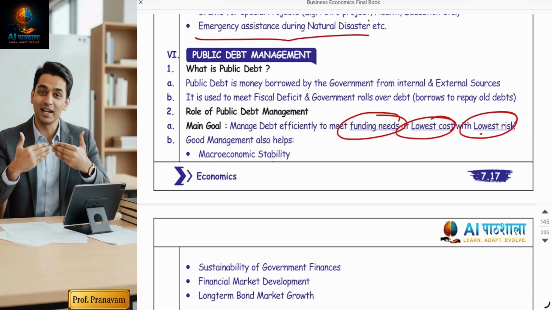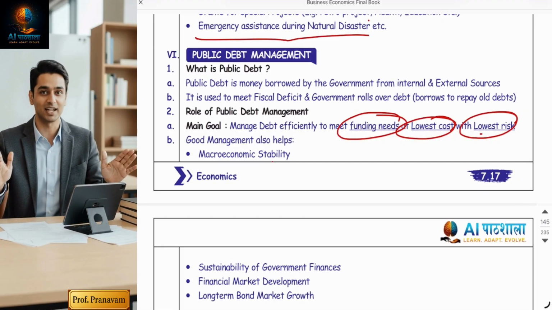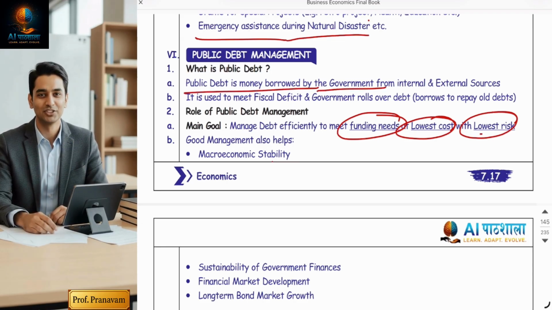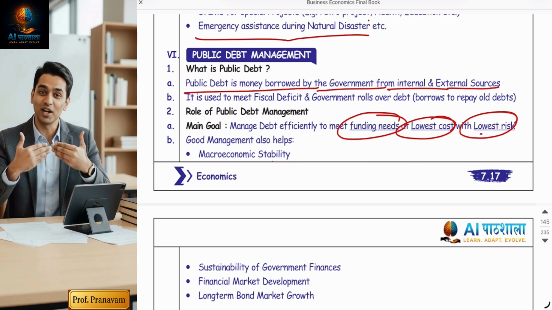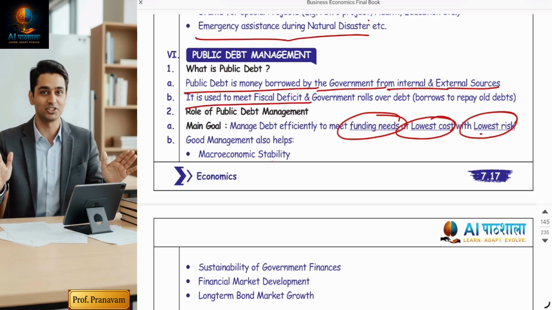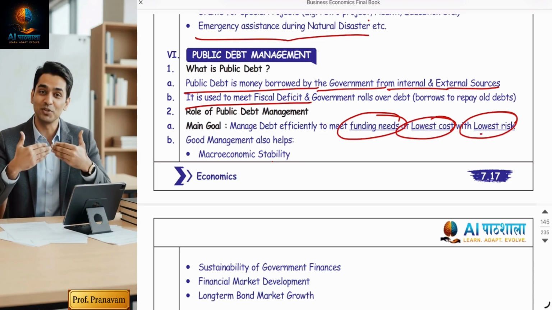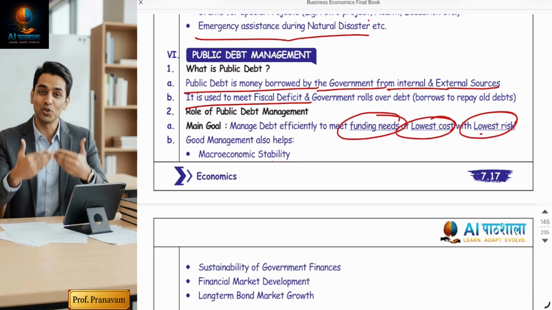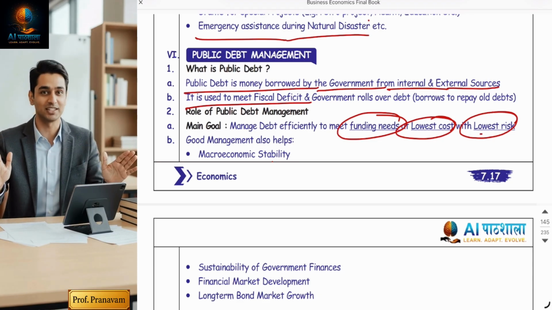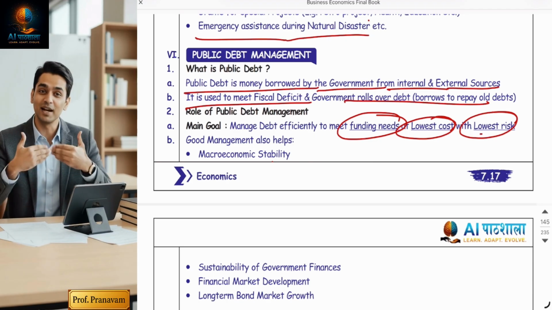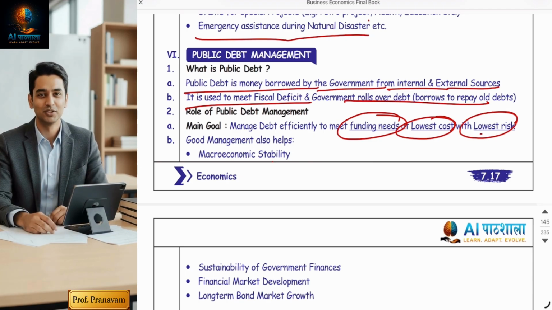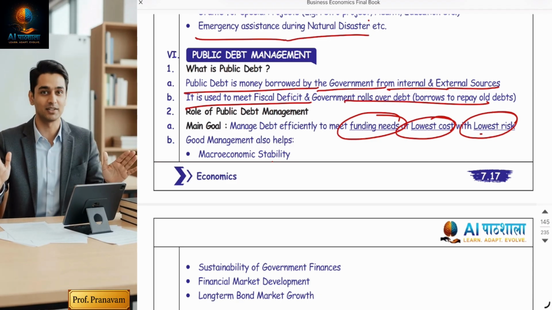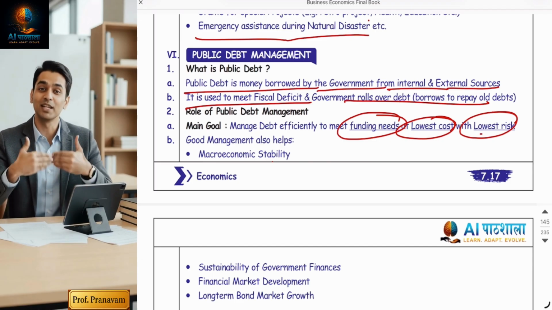Now the next topic is public debt management. What is public debt? Public debt is money borrowed by the government from internal and external sources. Why does the government borrow? Debt management means loans taken by the government. Of course, to meet the fiscal deficit and repay older loans, right? Whenever there is a shortage of funds to run the country, that deficit should be covered by loans. Are you getting my point? Hope you understood why the government borrows.